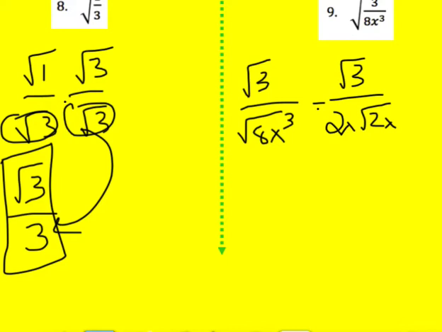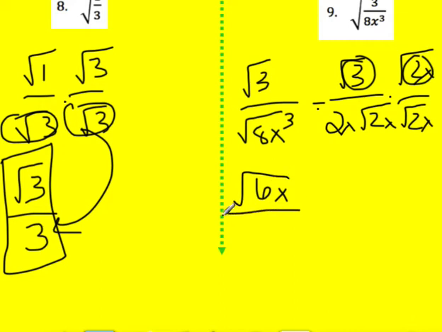So now what I need to do in order to get rid of that radical on the bottom is I actually have to multiply by just the radical that's on the bottom. So notice that I'm just multiplying by square root of 2x over square root of 2x. So now I'm going to multiply underneath the radical. So 3 times 2x is 6x, and that's going to be underneath the radical. And then I have 2x. Square root of 2x times square root of 2x is just going to give me 2x.